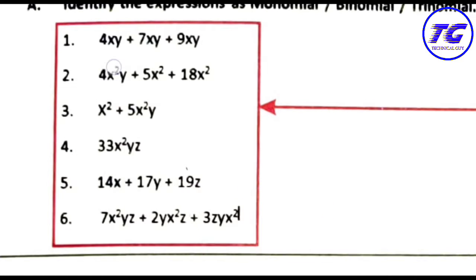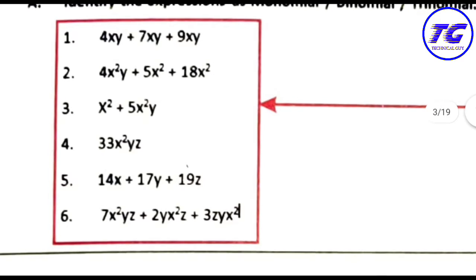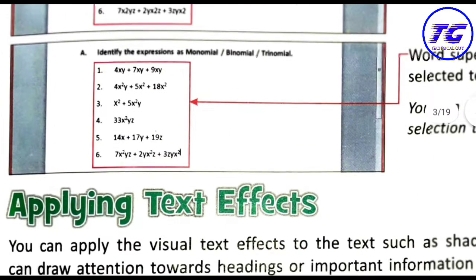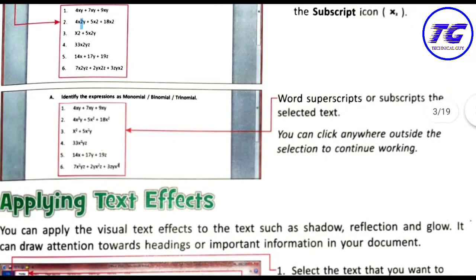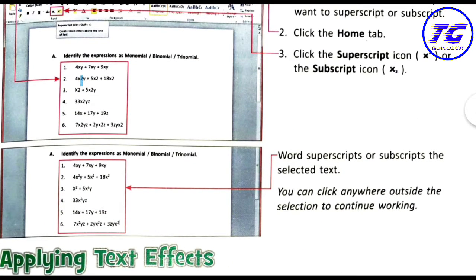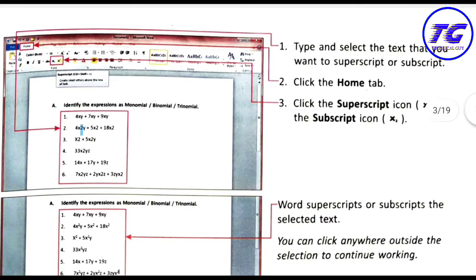Here you can see 2 is written above the normal line of text, here also and here also. So it is called superscript. Similarly, you can also write anything below the normal line of text, that will be called subscript.